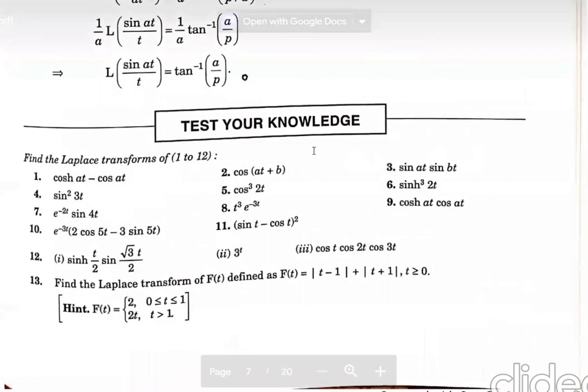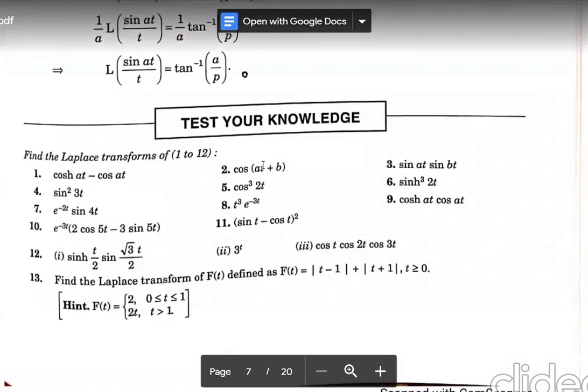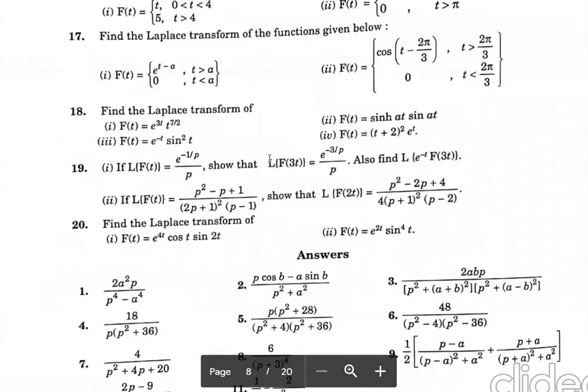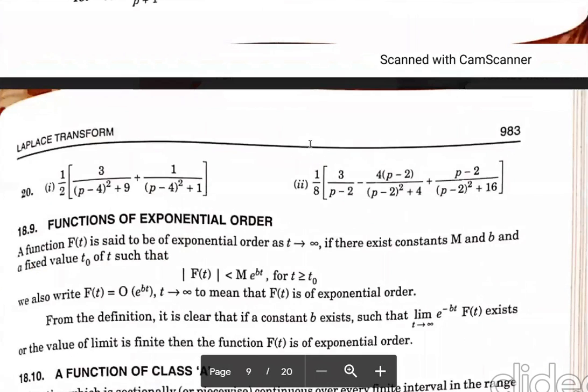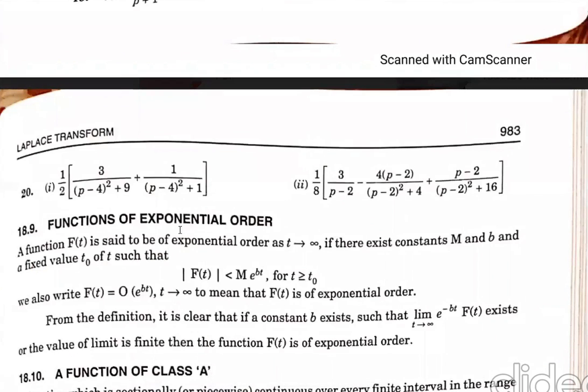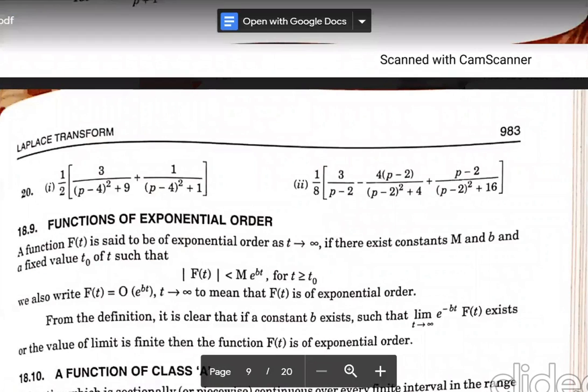So these are some exercises that have been given. Just go through that one, many exercises, and their answers are also given. Now in the next class we will discuss the functions of exponential order.